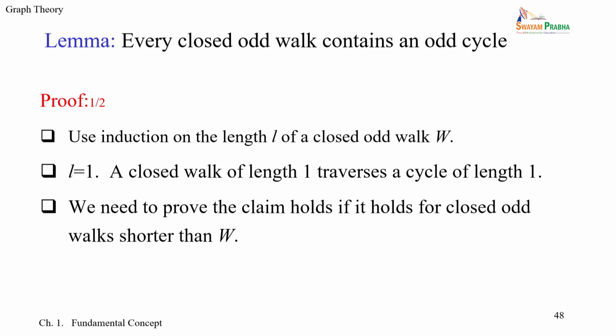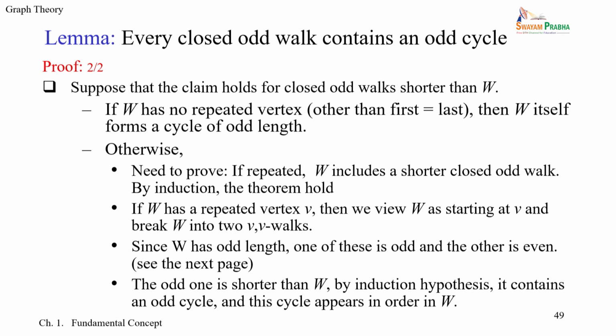Next, every closed odd walk contains an odd cycle. So, use induction on the length L of a closed odd walk W. For L equal to 1, a closed walk of length 1 traverses a cycle of length 1. So, we need to prove the claim holds if it holds for closed odd walks shorter than W.